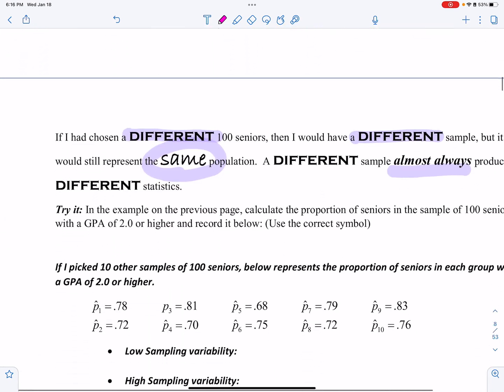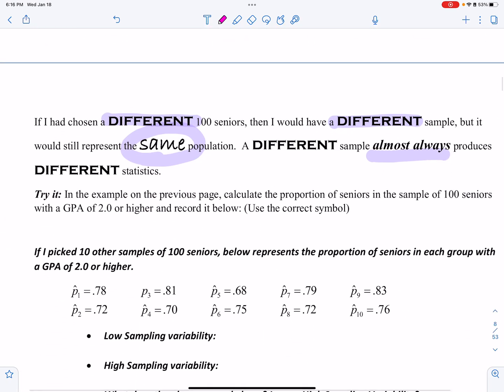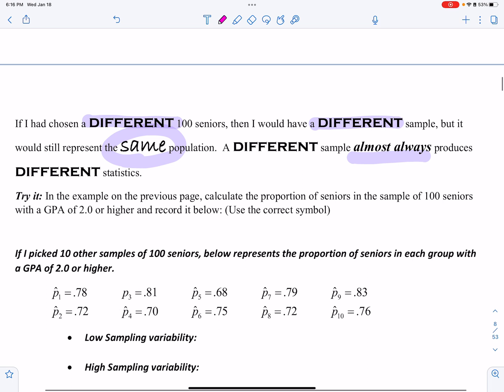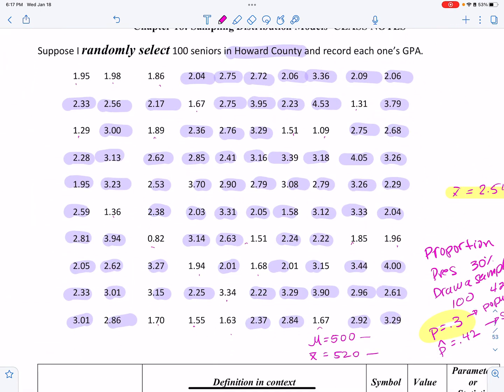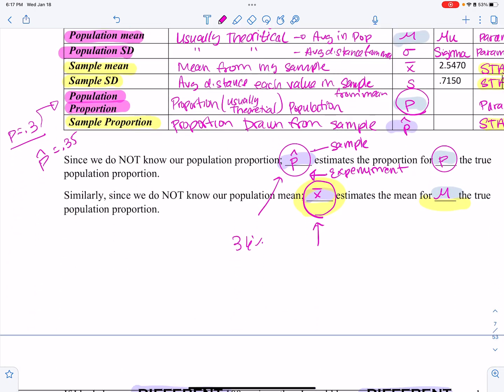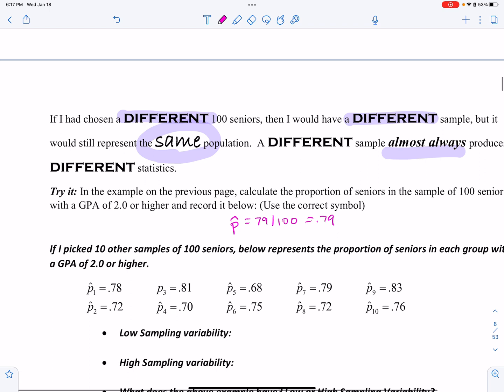So the question down here asks you, in the example on the previous page, calculate the proportion of seniors in the sample of 100 seniors with a GPA of 2.0 or higher. I counted them. There's 79 out of 100, which would be 0.79. And you can count them up here if you would like. I highlighted all of the seniors that have a 2.0 or higher. That is a proportion from my sample.